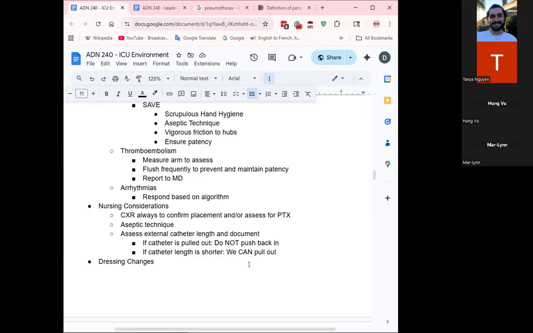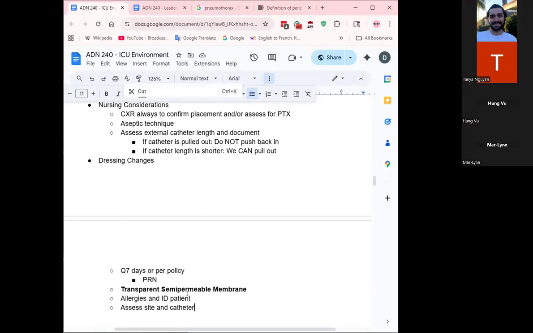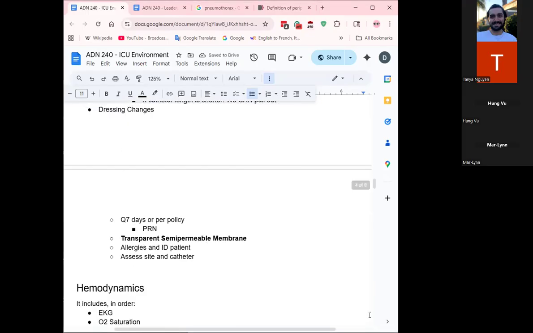For your dressing changes, how often is that being done? Usually every 7 days or as ordered. So every 7 days per policy, as needed. The dressing changes with a transparent semi-permeable membrane. That's what it's called. If that is relevant to your quiz, then you heard it: transparent semi-permeable membrane.